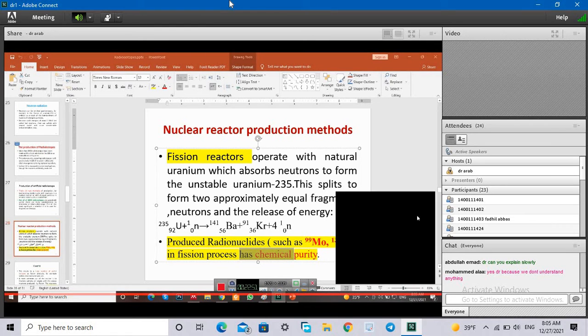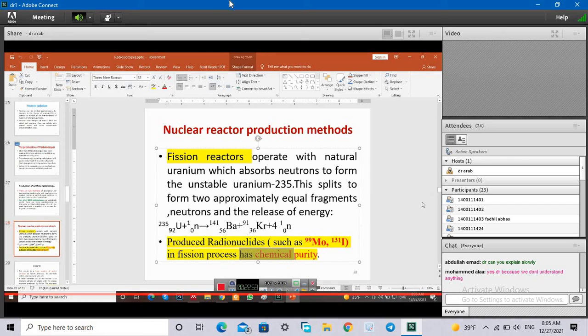I try to speak slowly. Again, I say, to produce artificial radionuclides we have different methods. One of them is the reactor, and the other is the cyclotron. And in the reactor we also have different reactions. One of them is the fission reaction.